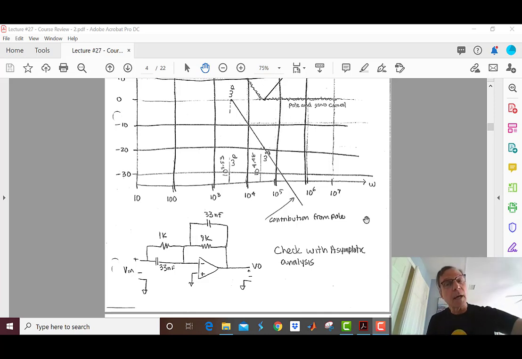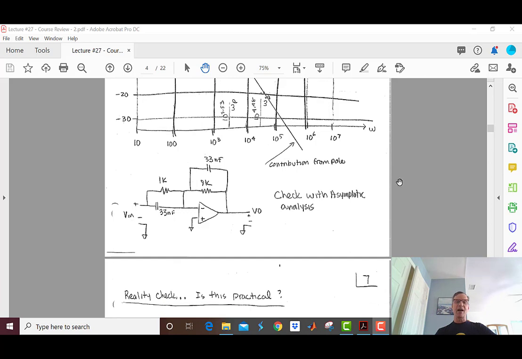So asymptotic analysis is a great tool. All right, let's move on.